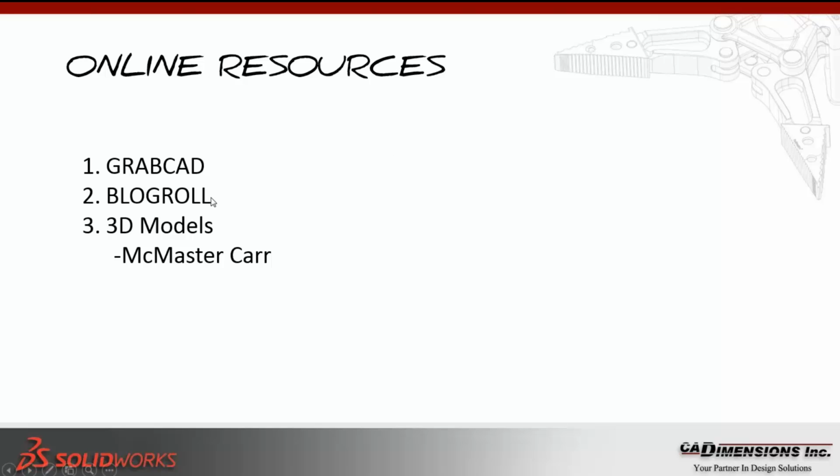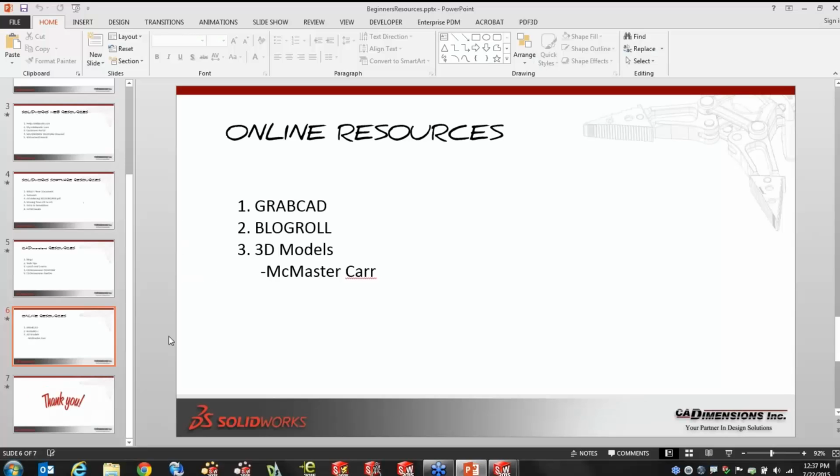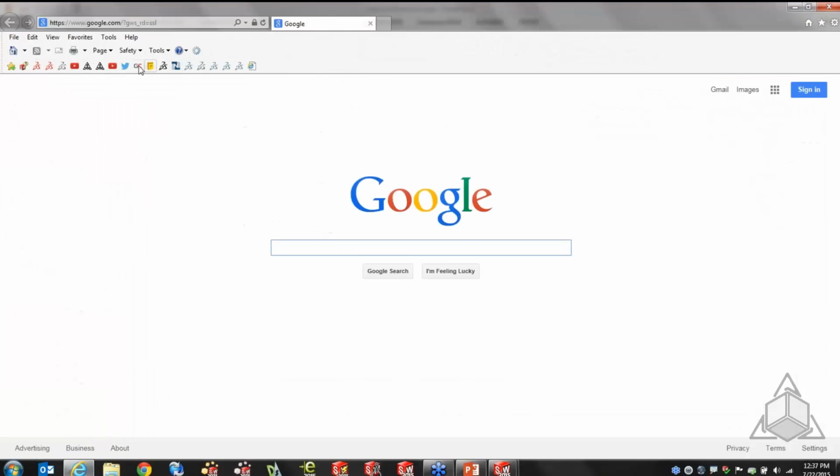There's also a SolidWorks blog I'm going to take you to that has a blog roll on it. I'll show you what a blog roll is. And then just in general, if you've ever got a chance just to search the web for 3D models, a great example that I have is McMaster Carr. McMaster Carr, a lot of their library is downloadable 3D SolidWorks models. So let's take a look at some of those. I want to start with GrabCAD.